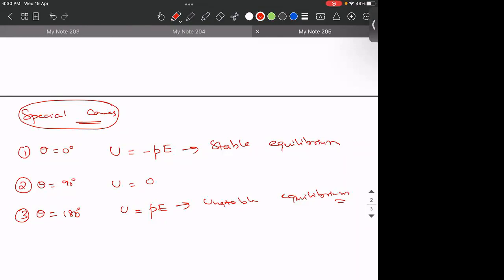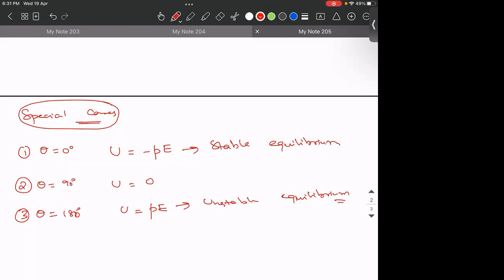Why? You look at the value of energy. One is minus PE, one is plus PE, and one is 0. So among minus PE and plus PE, which is least value? Minus PE. So in the stable equilibrium condition, it has a less amount of energy. That is why it is trying to come back along the path in which it was disturbed. It is not trying to restrict or do anything. Whereas in unstable, it is trying to take a 180-degree turn.